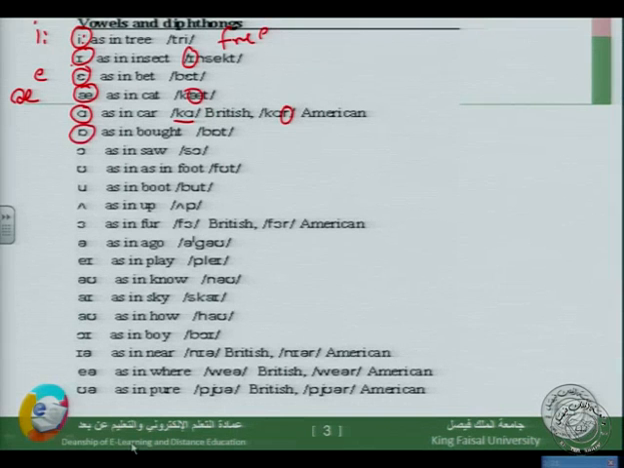Also, we have the word O, like boat. Here we have foot, and also we have butt, up, okay? And here we have fur. In the British we say fur without pronouncing the R. In American accent, we say fur with the R. It's more gliding. And here is the schwa, and we have talked a lot about the schwa, right?